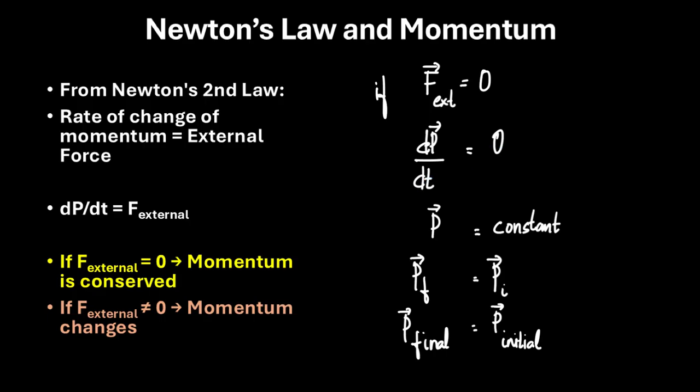Now, the derivative of a constant is equal to 0, and the rate of change of momentum being equal to 0 simply implies that momentum should be equal to a constant. Now, when momentum is constant, the final momentum should be equal to the initial momentum, right? And therefore, m into v should be equal to m into u.